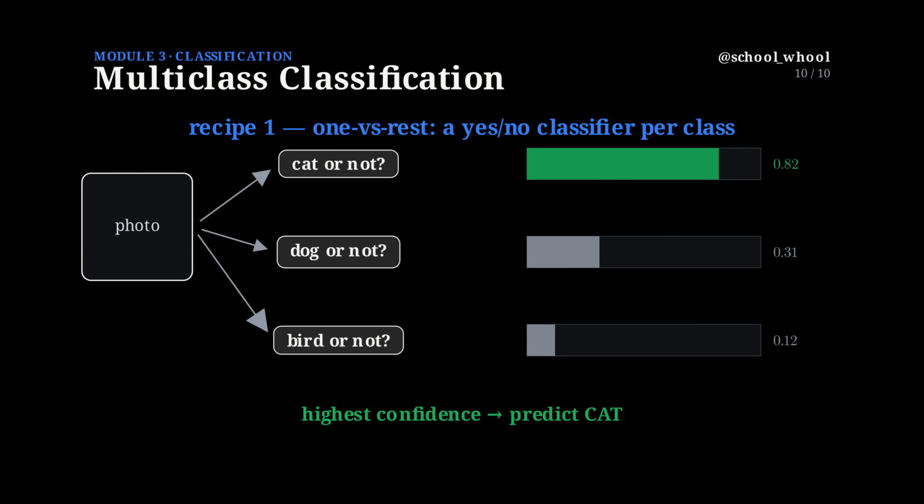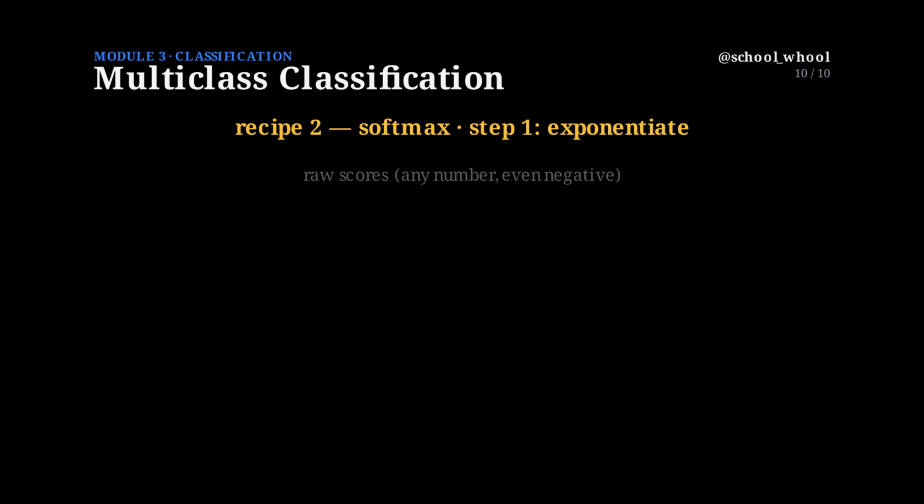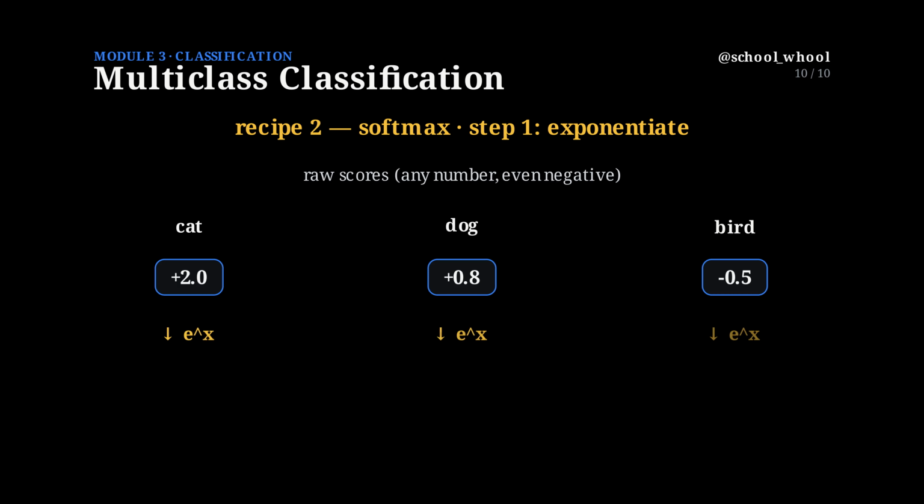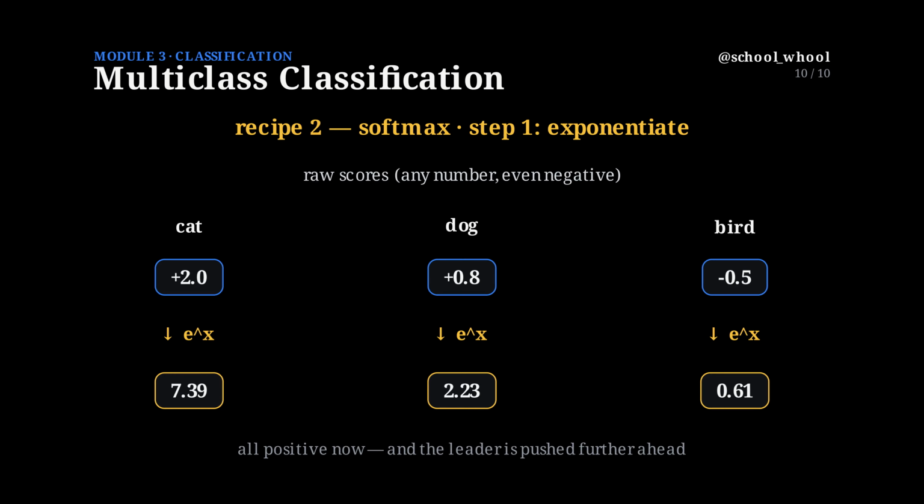The more elegant recipe is the Softmax. It's the sigmoid's big sibling, and it turns raw scores into real probabilities. Let's build it, step by step. The model first spits out one raw score per class, just numbers, and they can even be negative. Say cat scores 2.0, dog 0.8, and bird minus 0.5.